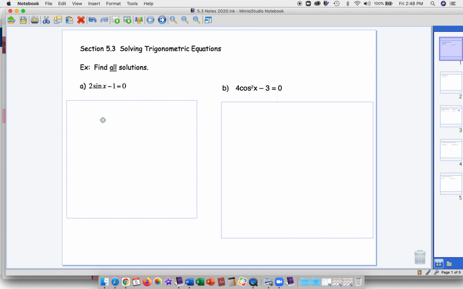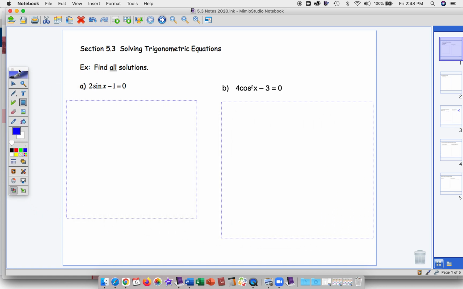Today we're going to go over solving trigonometric equations. So you're going to see as we go through these problems, there's lots of different types, and there's two types of instructions. One of the instructions is to find all solutions. Okay, so let's get started.